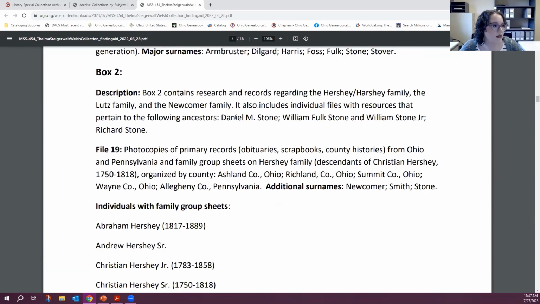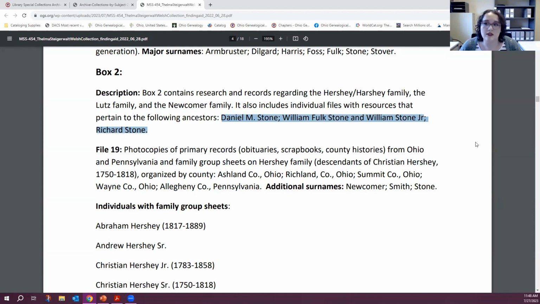So box 2 is research and records about the Hershey family, the Lutz family, and the Newcomer family. Maybe those are your families of interest. Maybe you're specifically interested in these ancestors: Stone, William Folkestone, William Stone Jr., and Richard Stone. So maybe those are some people that, oh yeah, that is how I connect to Newcomer, Lutz, and Hershey through the Stones. This might be a box that interests you.